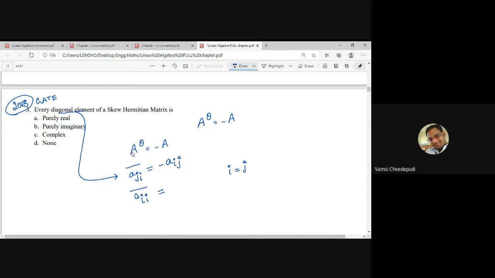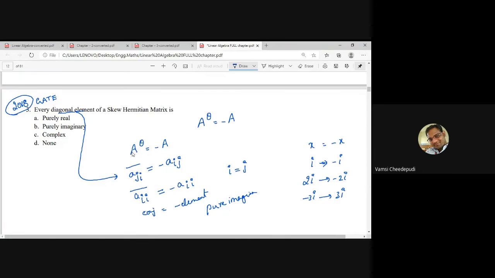A bar is equal to minus of A. What is the meaning of this? One conjugate should be with a minus, meaning x conjugate should be minus x. For which is that possible? Yes, it is possible only for a purely imaginary number. I conjugate is minus I. 2i conjugate is minus 2i, and minus 3i conjugate is plus 3i. You know this. So the conjugate of the element being equal to minus of the element is possible only for purely imaginary numbers.